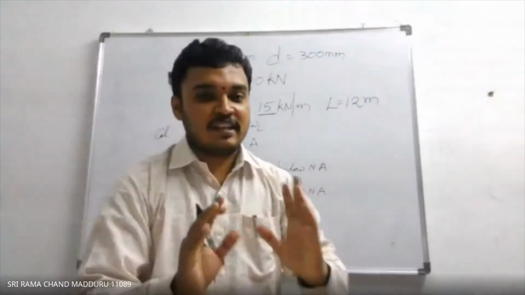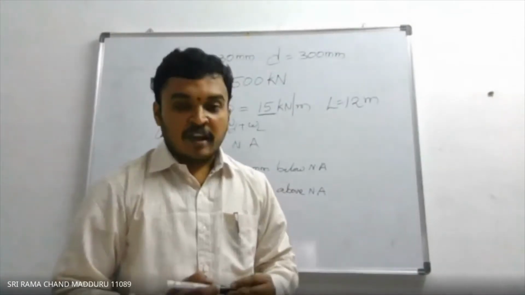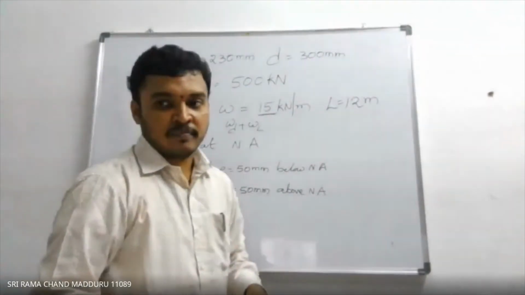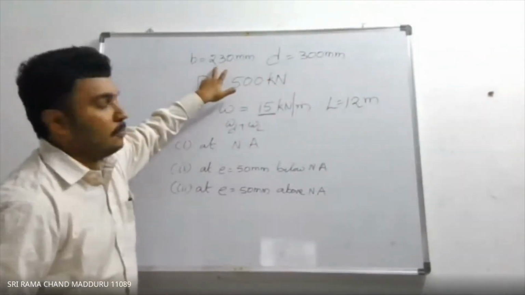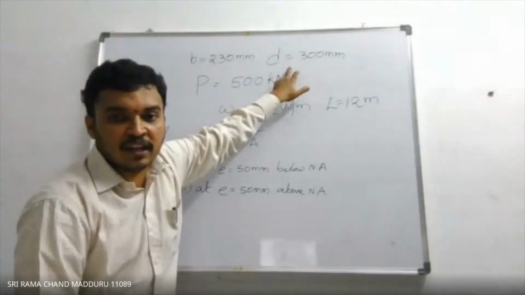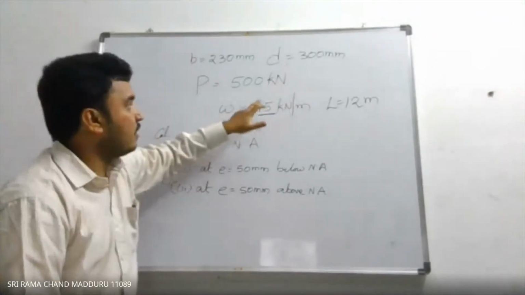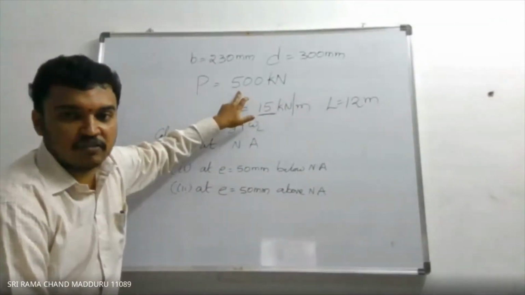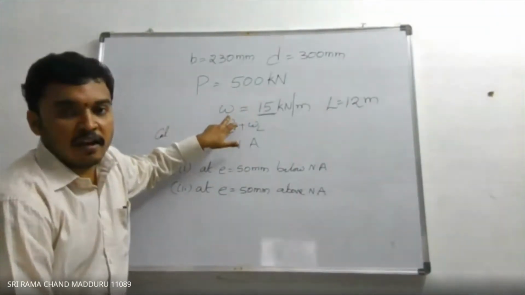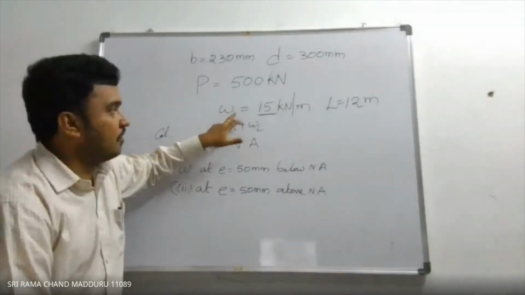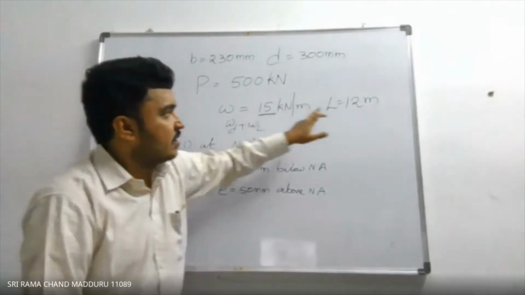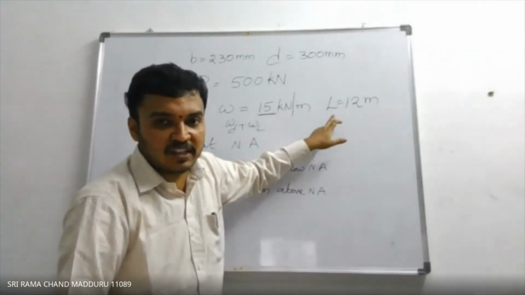See these three conditions. What we have considered is a beam of given cross section. So first of all, write down the given data. B is equal to 230 mm, D is equal to 300 mm, pre-stressing force capital P is equal to 500 kilonewtons, loading W is equal to 15 kilonewton per meter, span L is equal to 12 meters.